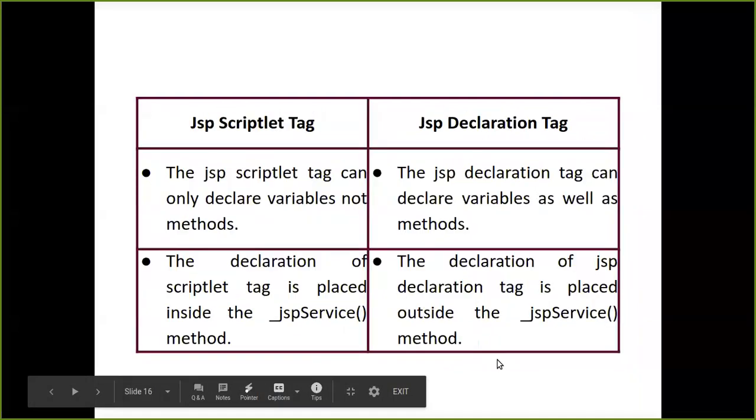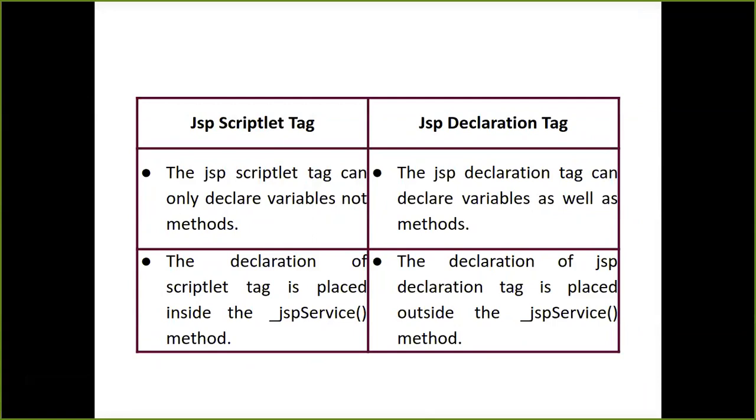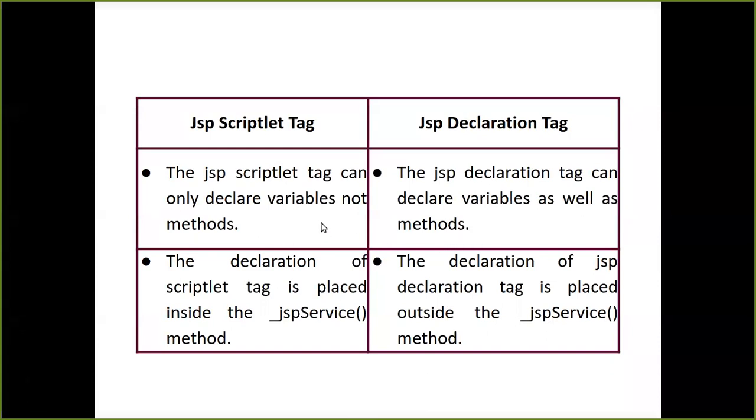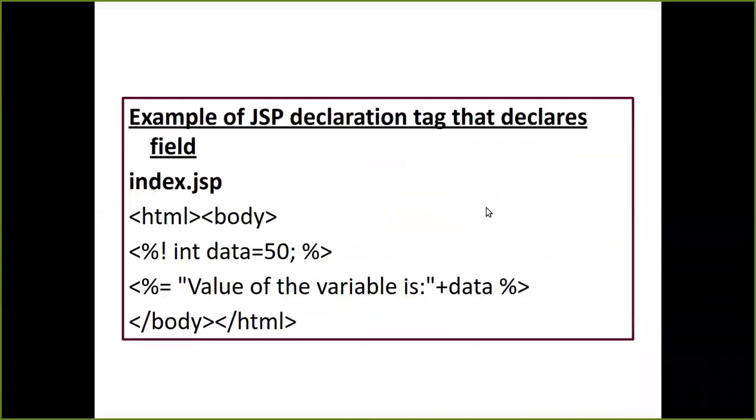Now, if I can just give you the difference, the scriptlet tag, as I told you, is going to be placed inside the JSP service method. The declaration tag is going to be placed outside the JSP service method. The scriptlet tag and declaration tag have one more difference: the JSP scriptlet tag can only declare variables. It is not able to declare methods. The declaration tag is able to declare both the variables as well as your methods. I hope you have understood this difference. Now we can see an example of your declaration tag.